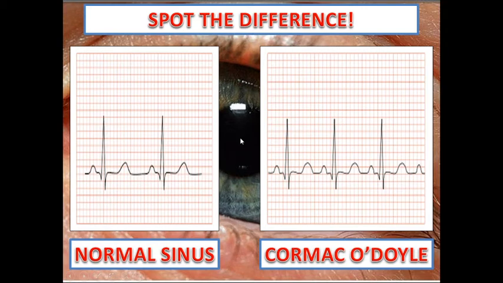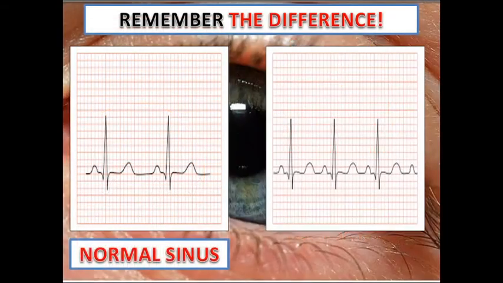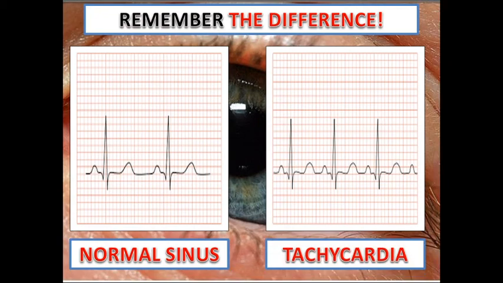So the only thing going on with Cormac is that he's got a high heart rate. He has a greater number of heartbeats in the same time period as the normal sinus rhythm. So a fast heart rate is a condition known as tachycardia.